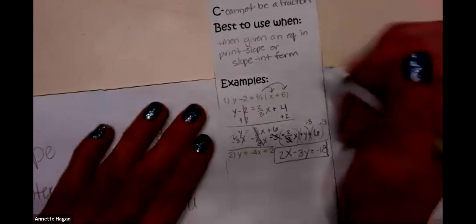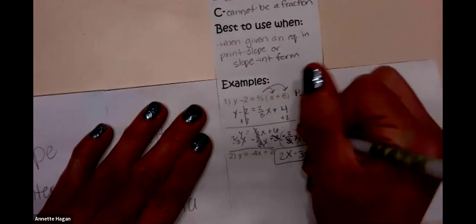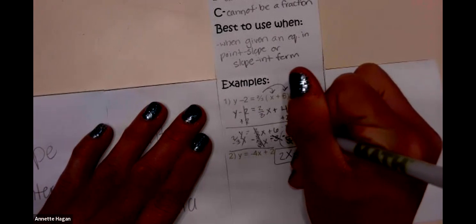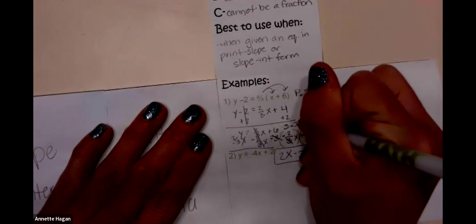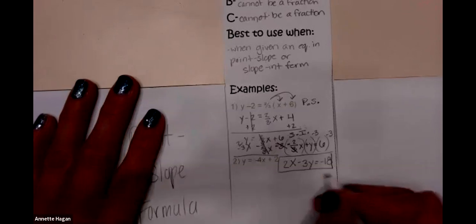So I gave it to you in point slope form, you took a little pit stop over here in slope intercept, and now you finally got down here to standard form.